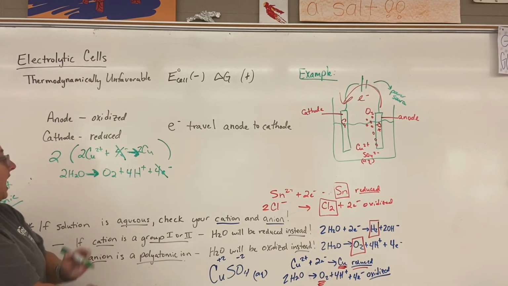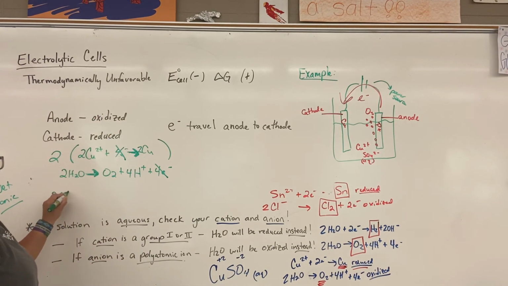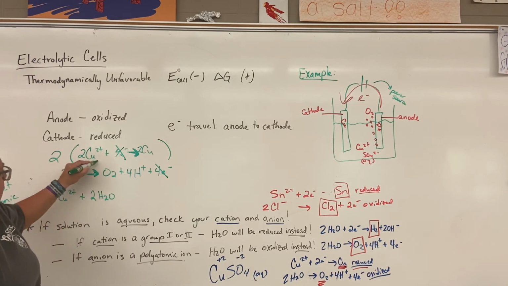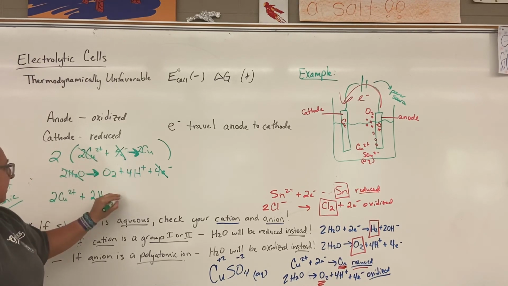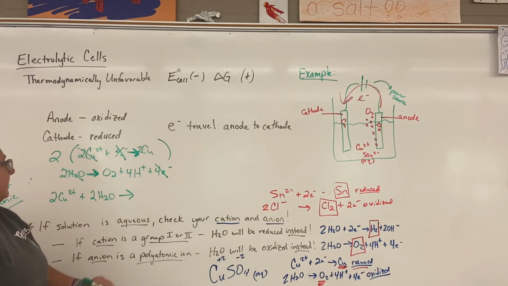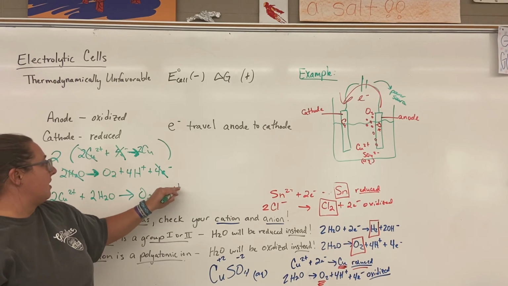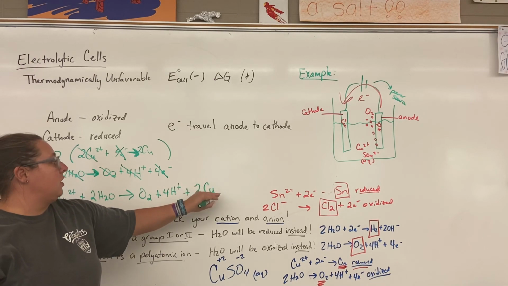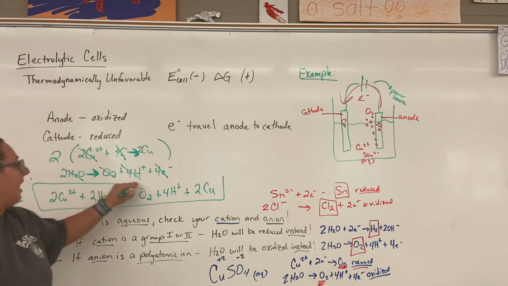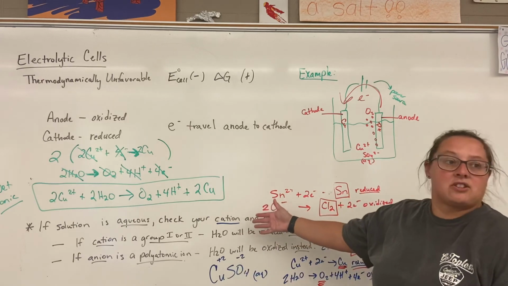Once I complete that, I just bring everything else down. So I have 2 Cu2+ and 2 H2O. Do you see how I've written that? These are all the things that are on the left-hand side of my yield sign. On the right-hand side of my yield sign, I have O2 plus 4H+. So that's O2, 4H+, and 2 Cu. This right here, guys, would be my total net ionic equation for this electrolytic cell.